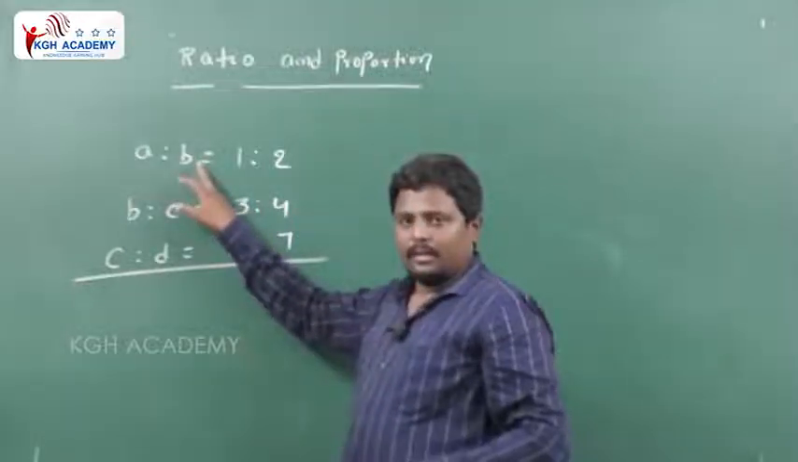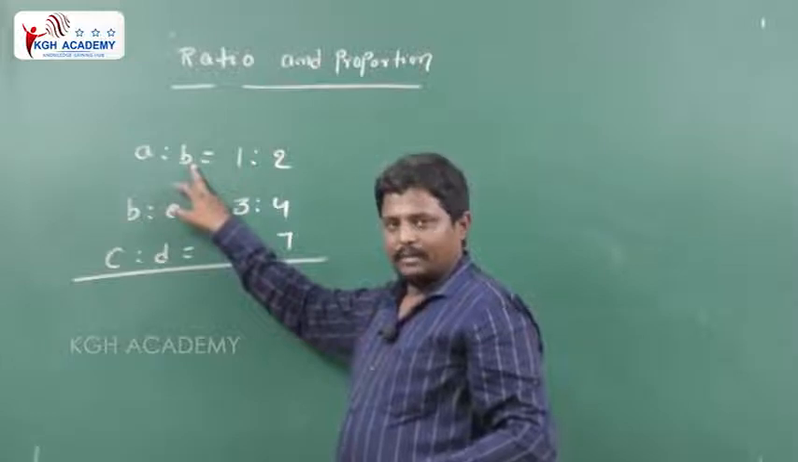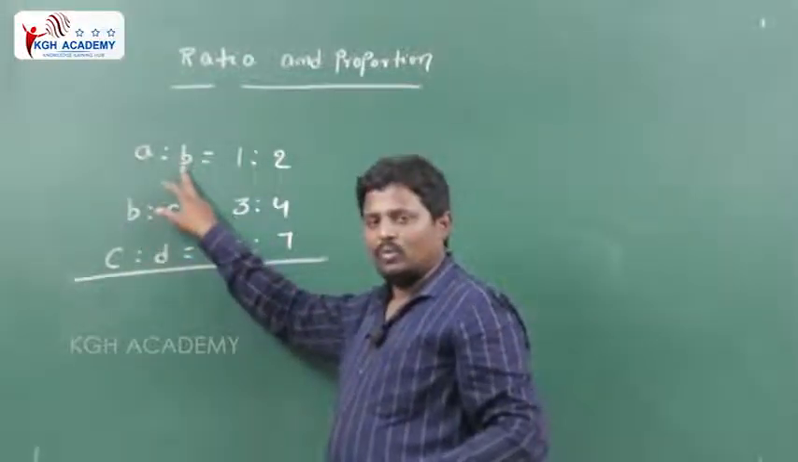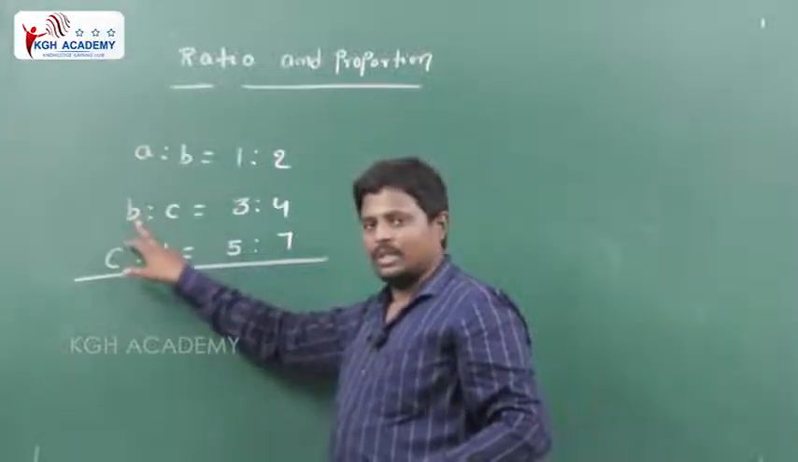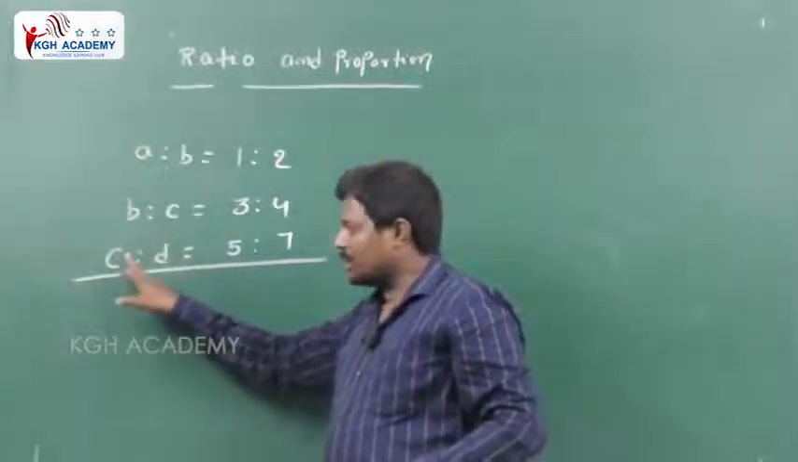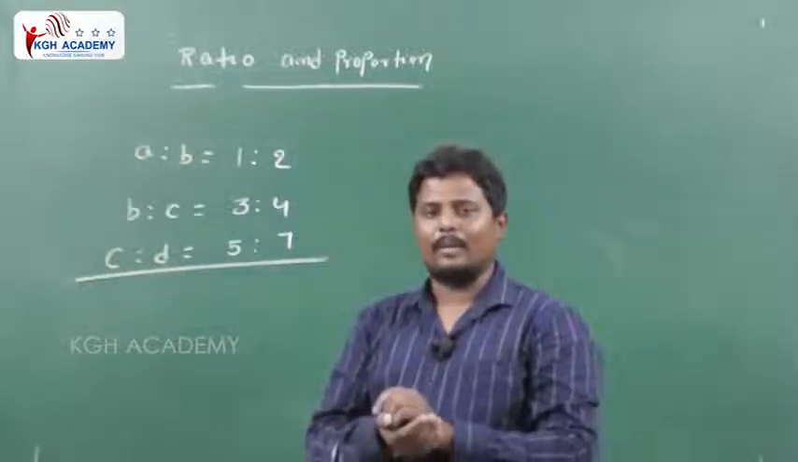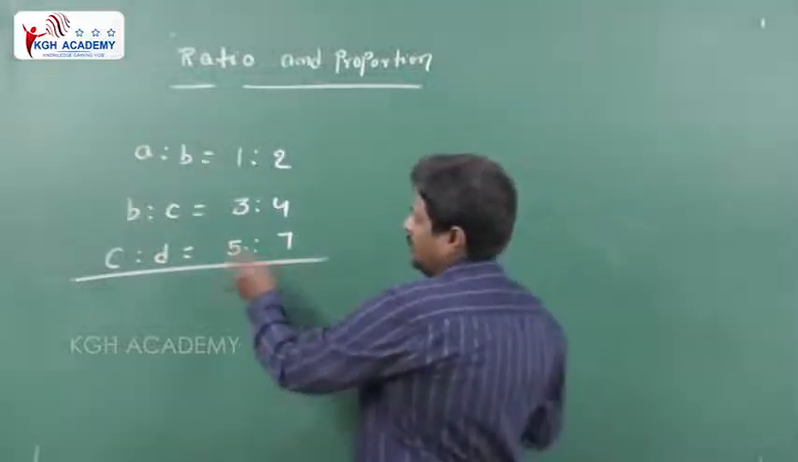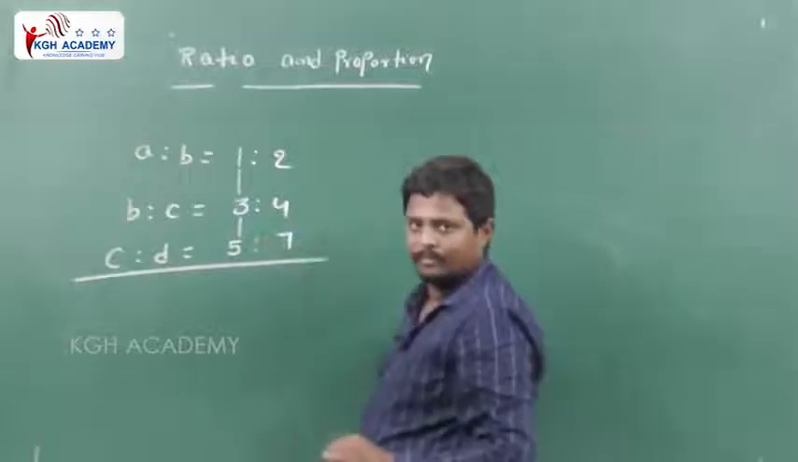First of all, this is the observation. In the first ratio, what is the ending term? B. In the second ratio, what is the starting term? B. If you want to combine these ratios, the ending term and starting term must be equal. This is the very regular, very common, very basic point. First of all, how do we do that? We take a straight multiplication.